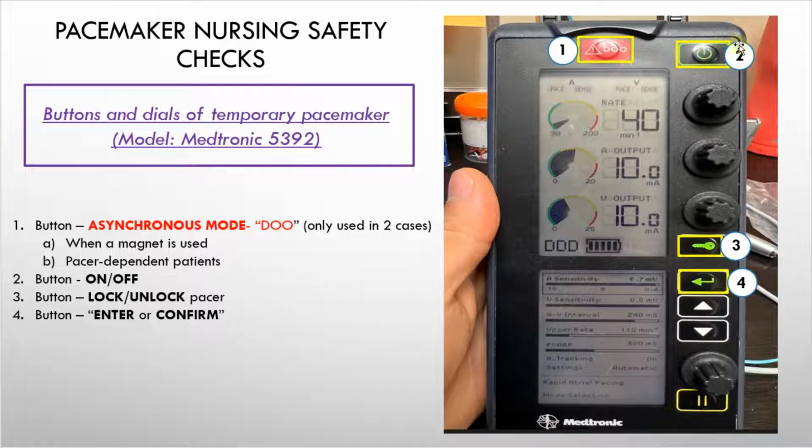On button is right here. This is the on-off button. Number 3 here, the little key is in order. This is what you will use to lock your machine, okay? And number 4 is the enter or confirm button.